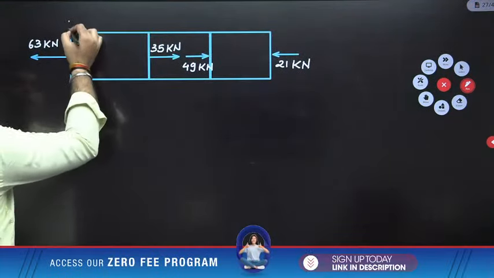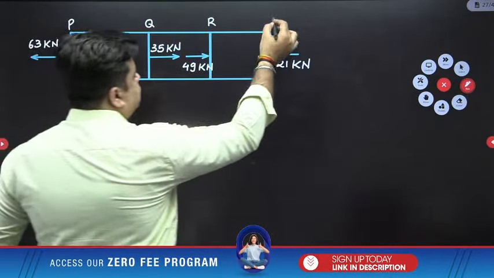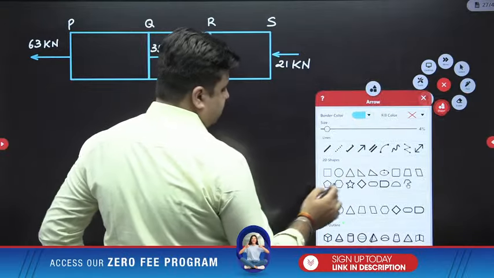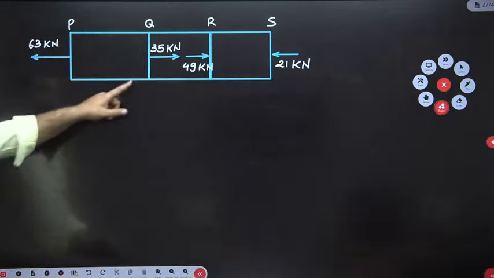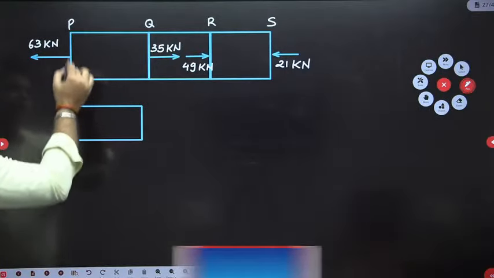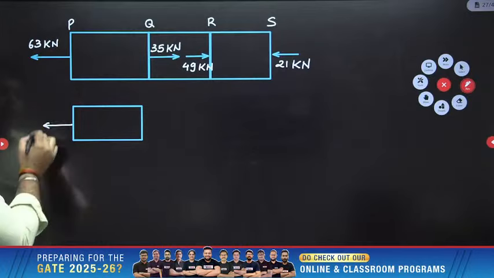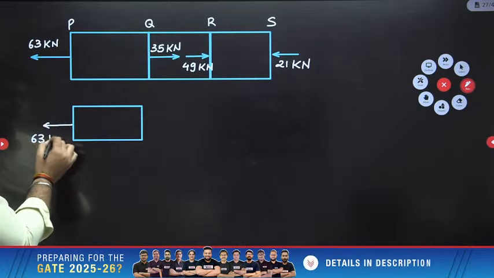So this is P, Q, R, and S. So quickly draw the free body diagram. First consider this block PQ, and when I am starting from the left, I will only look on this face. So this is 63 kilonewton.